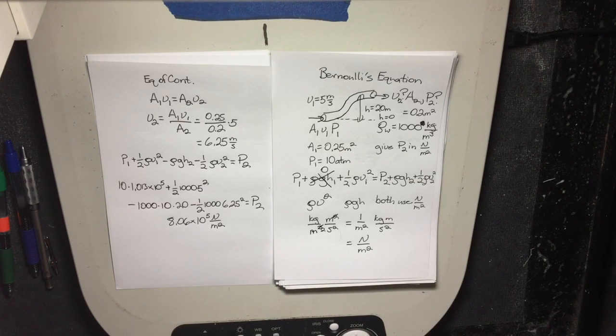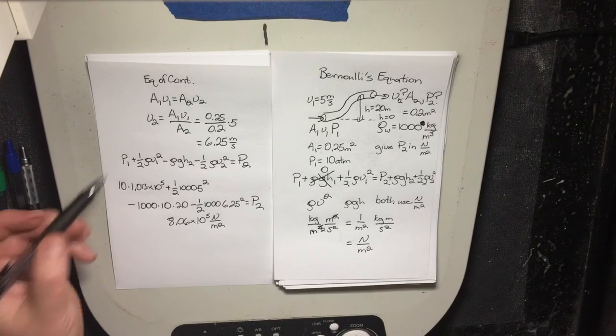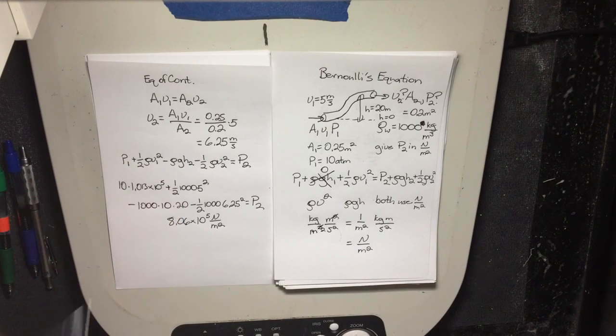Had I asked for atmospheres, you would take those three terms and divide by 1.013 times 10 to the 5th. And once again, as a reminder, that number, 1.013 times 10 to the 5th, I've used it like 20 times today. That will be on the sheet of equations.